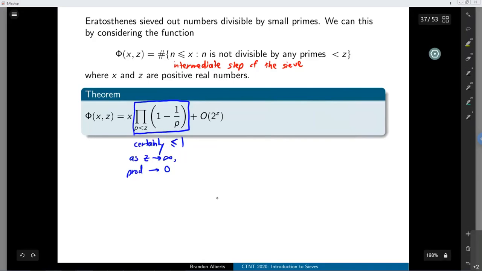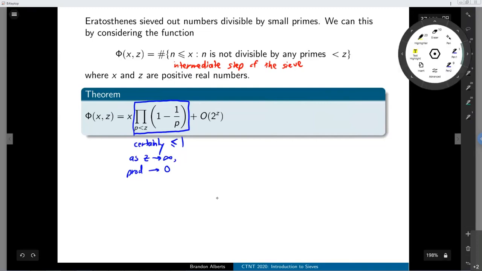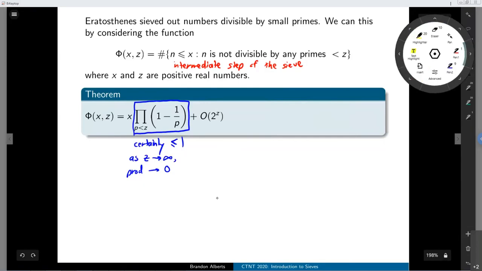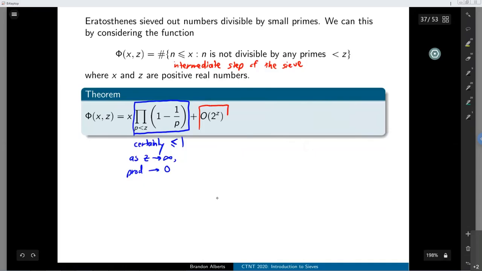Now, the big thing standing in the way of that, I'll do this in a different color, is big O of 2 to the z. This is our error term. And if z is growing with x, that means this error term is also growing with x. And 2 to the z, it's an exponential function. That grows really fast. This grows very fast in z.